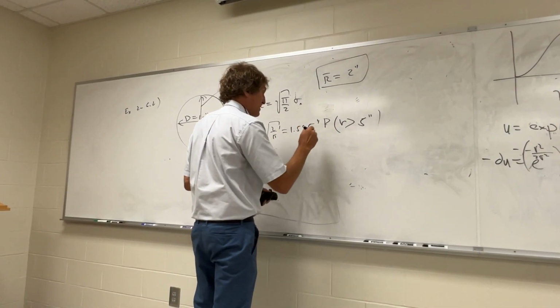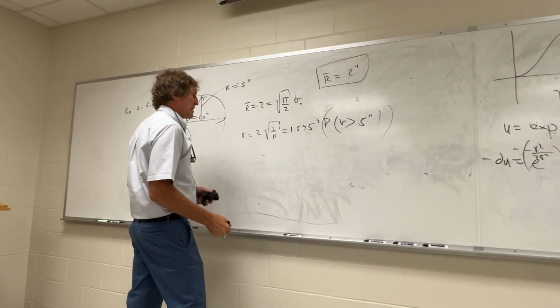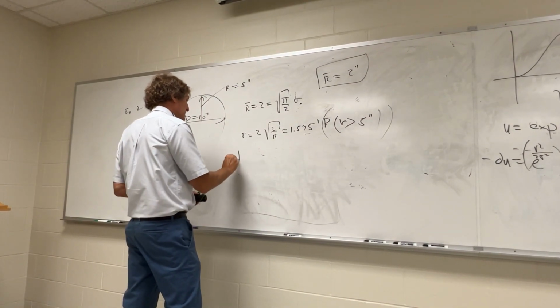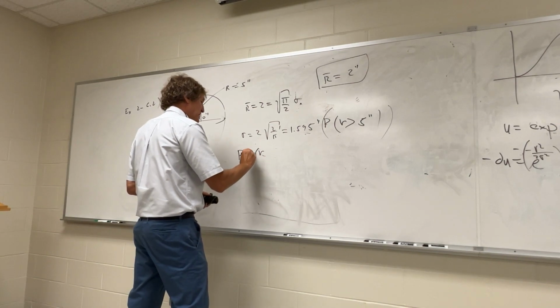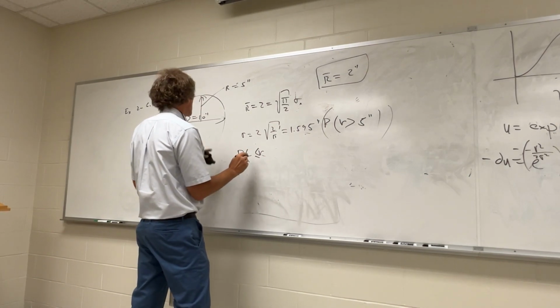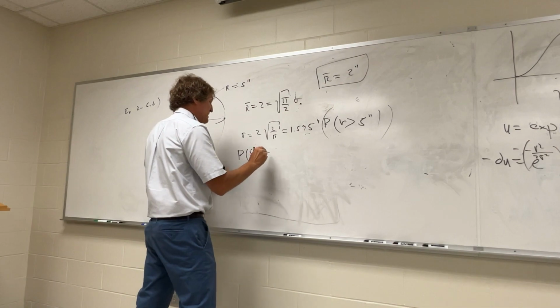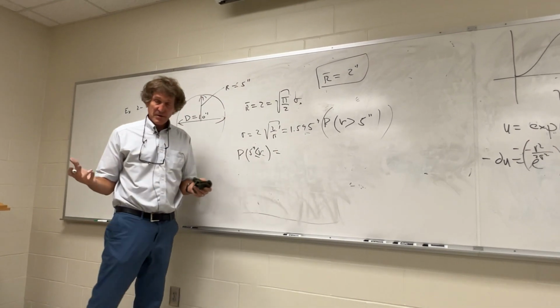1.595 inches, right? So now, if we want the probability of r being greater than or equal to 5 inches, that's to miss the target, right? What is it going to be?